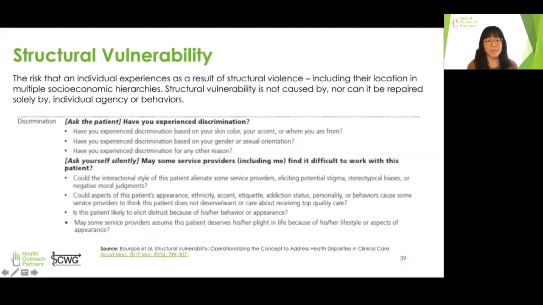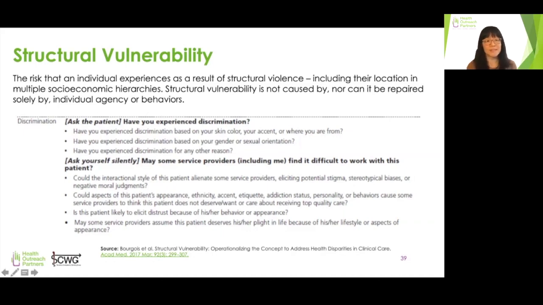And just something I want to mention about structural vulnerability, that it's defined, it's similar to structural violence. It's defined as this risk that an individual experiences as a result of structural violence. And this is including their location in multiple socioeconomic hierarchies. And structural vulnerability is not caused by, nor can it be repaired solely by individual agency or behaviors.